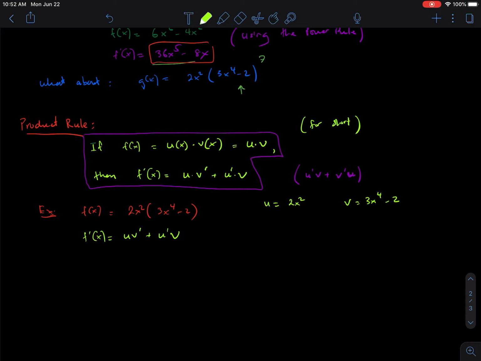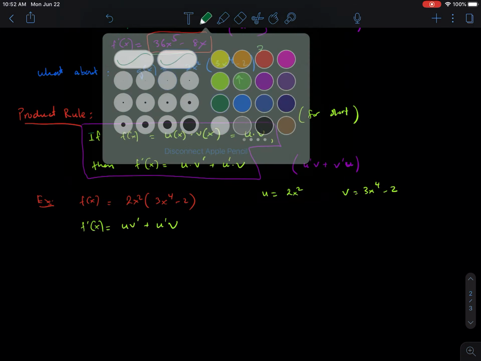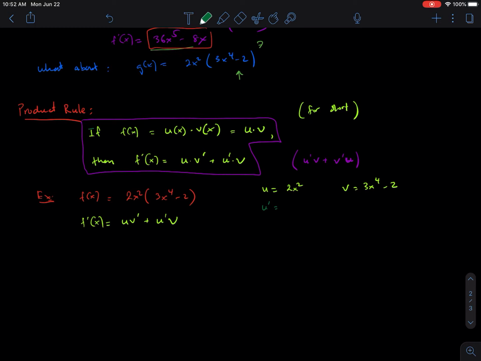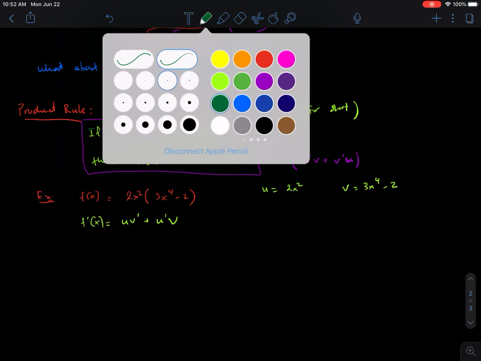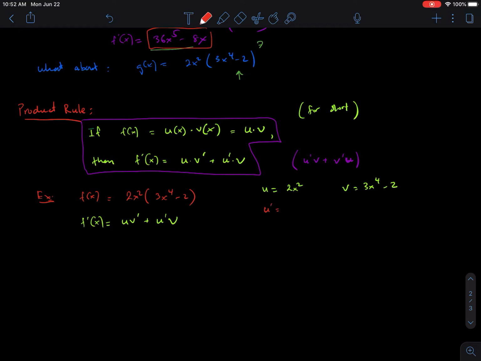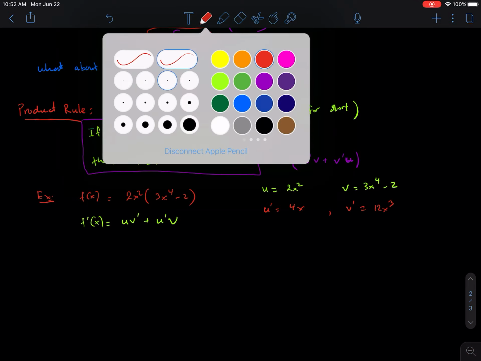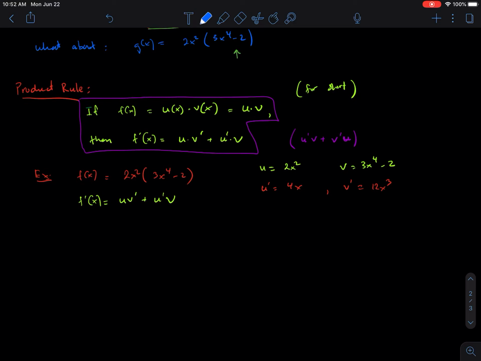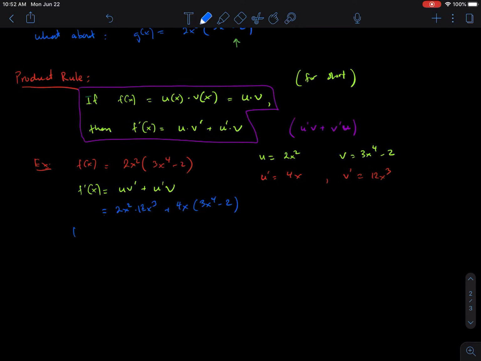Okay, well over here my u prime, the derivative of u, is going to be 4x, and then v prime, the derivative of v, is going to be 12x to the third. And then we're going to plug those things into this formula. So u is 2x squared, v prime is 12x to the third, u prime is 4x, v is 3x to the fourth minus 2, and let's go ahead and simplify this.